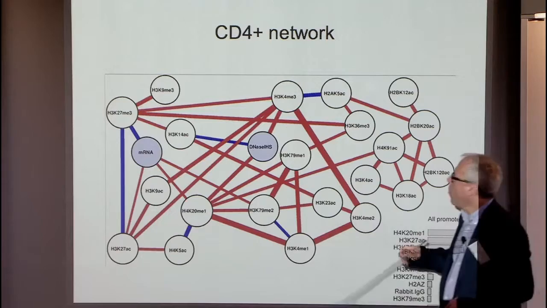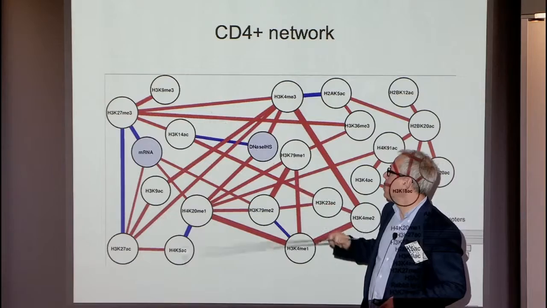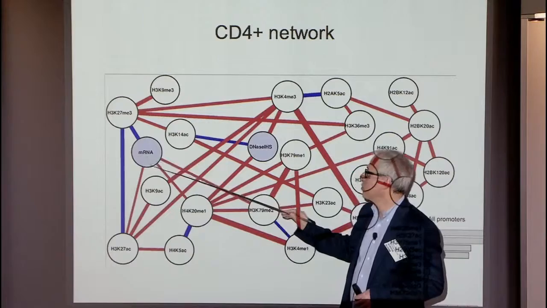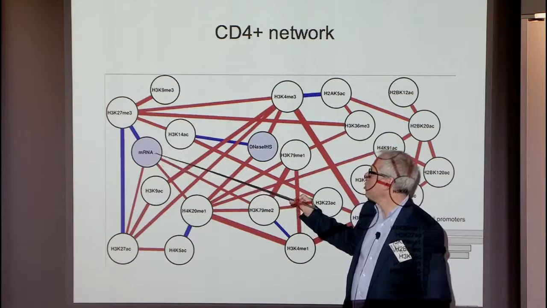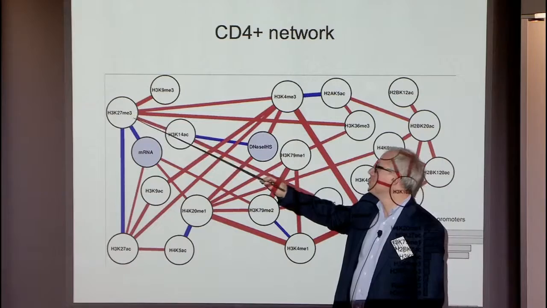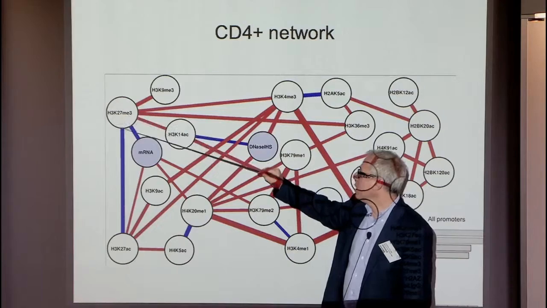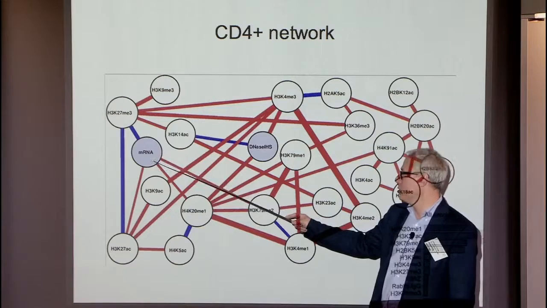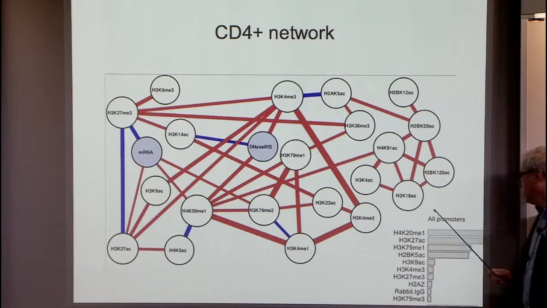Blue is an anticorrelation now, red is a positive correlation, and I added a few other variables that are not modifications for the sake of interpretability, like here is the mRNA level of the gene next to the promoter where we collected the data. So what we see, for example, is mRNA is negatively correlated to the repressive mark K27 trimethylation. That's good. The repressive mark is negatively correlated to the active mark. That's also good. Then we have, for example, the H4 lysine 20 monomethylation that is positively correlated to mRNA level.